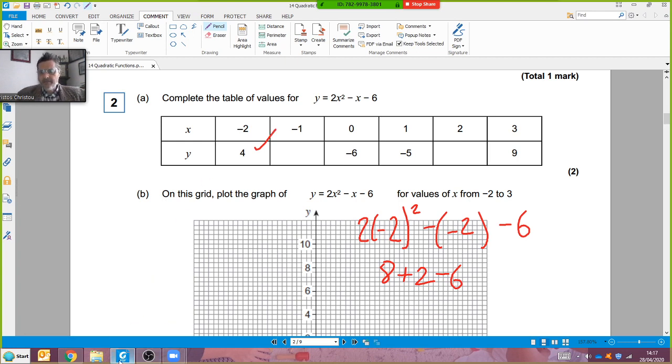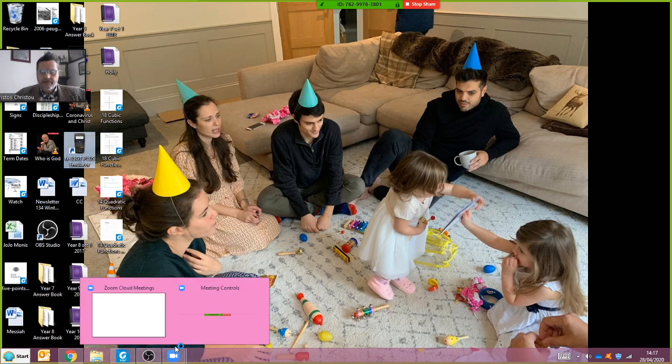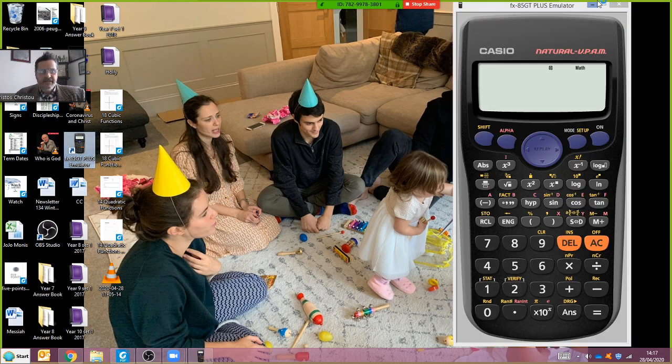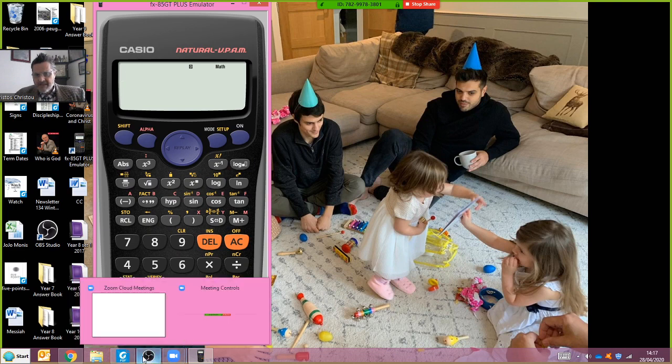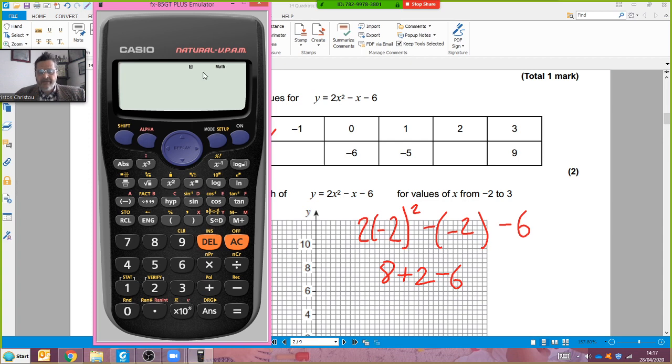Then, if you're not sure, you call yourself up one of these things. You might recognise one of these. It's a Casio. Here she is. Just like the one at school. Let's get back to our screen. It won't go on top unless I put it there. Okay, fine. So I now need to do this.